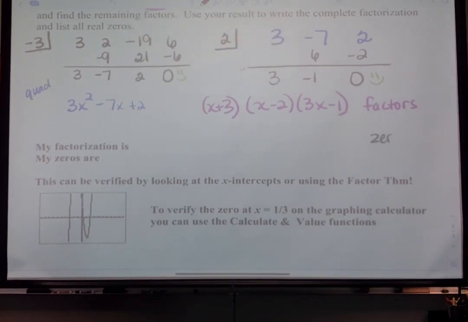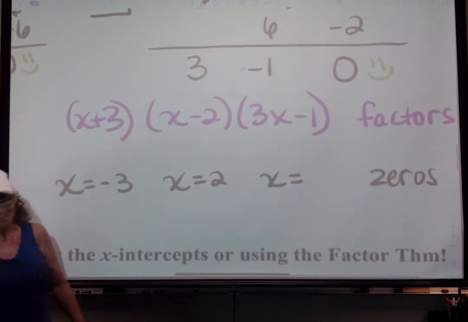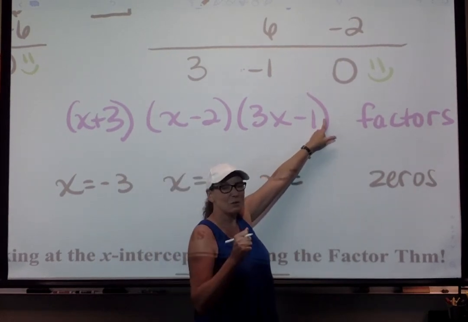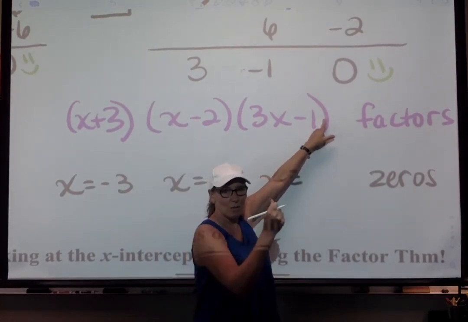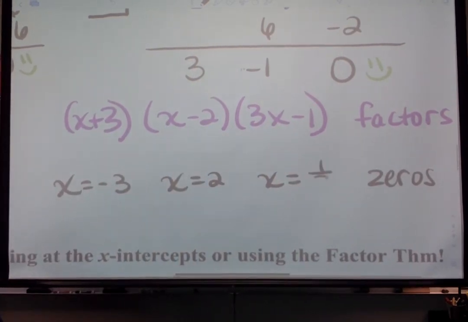So my zeros are going to be negative 3, 2, and, oh, can you do this one in your head? Please tell me you can do this one in your head. Negative 3, positive 2. Imagine setting this equal to 0, okay? Add 1, divide by 3. There we go.